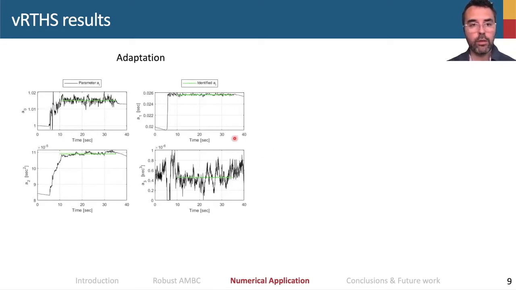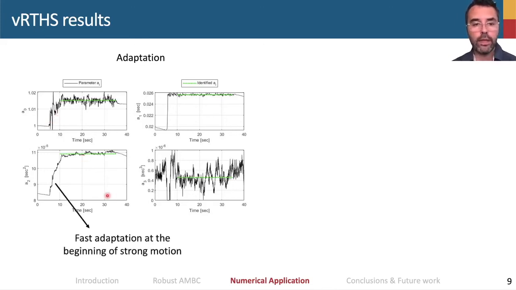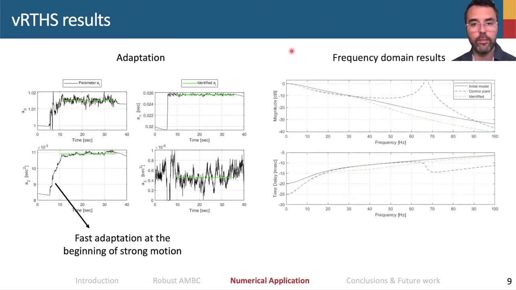Regarding the adaptation, the black curves here show how the A parameters from A0 to A3 adapt in time. And this is without any information whatsoever of the specimen interaction at the beginning of the test. And we can see that the parameters adapt fast at the beginning of the stroke motion and converge to the identified values of the control plant with specimen interaction, which is something that is desired.